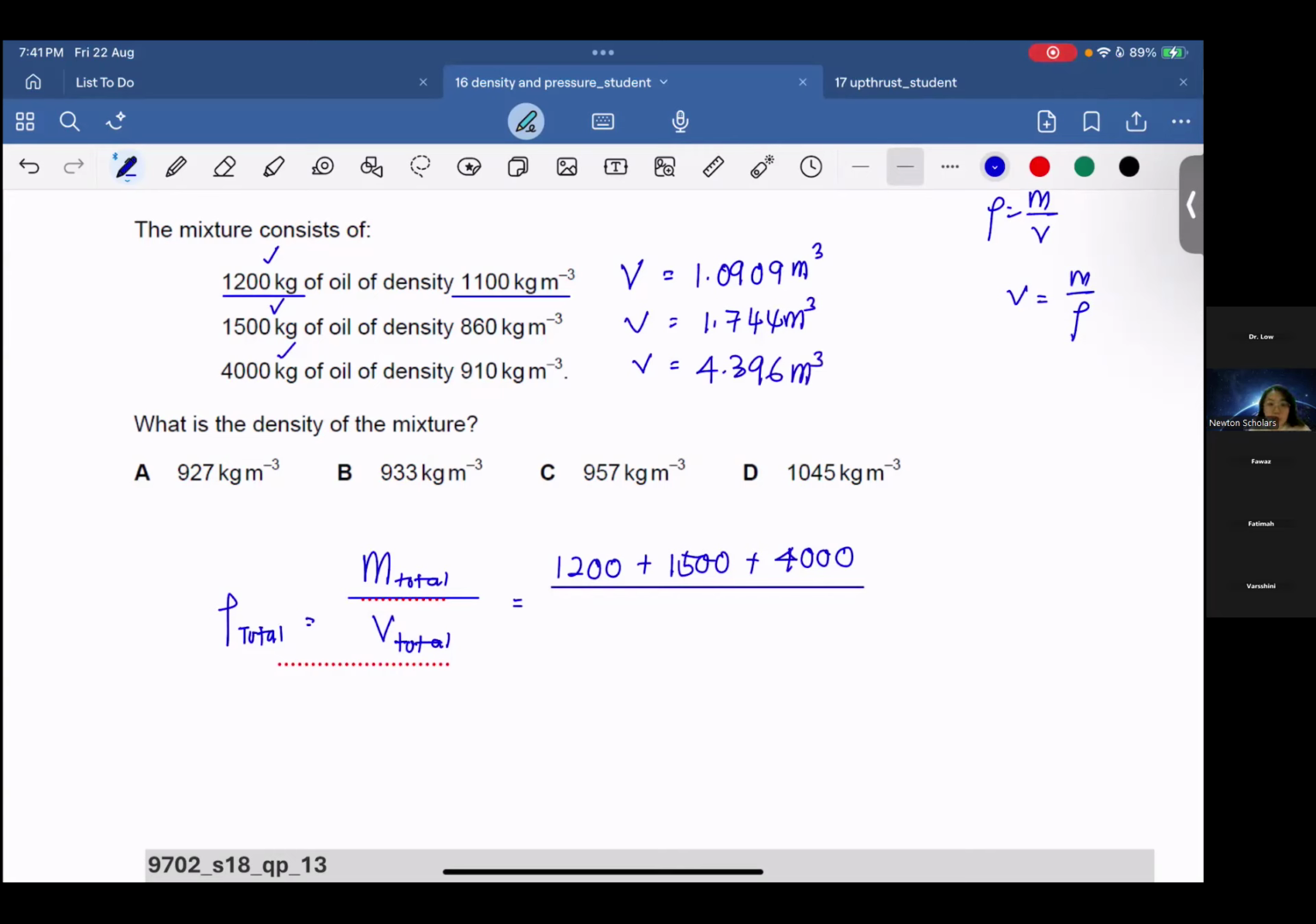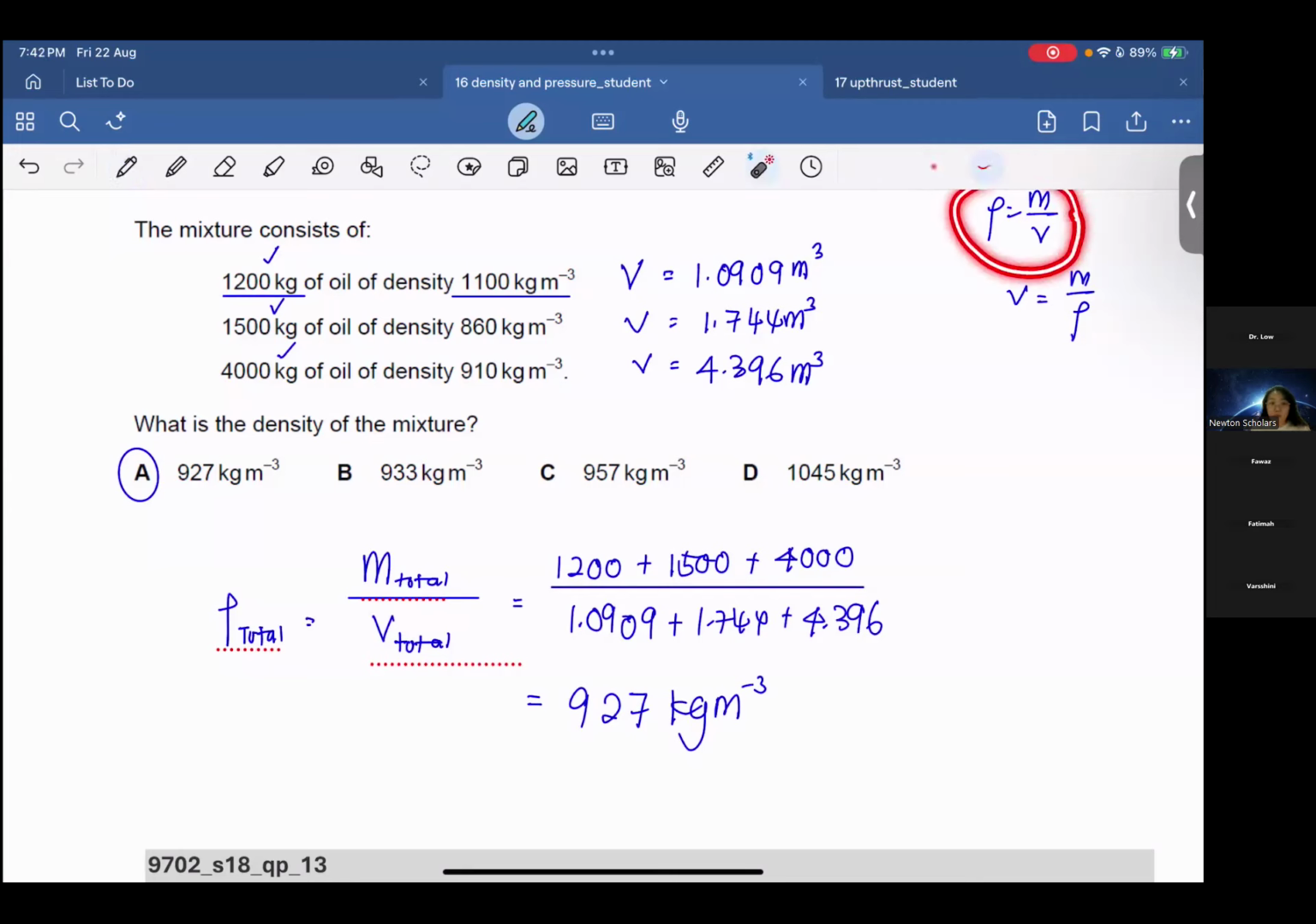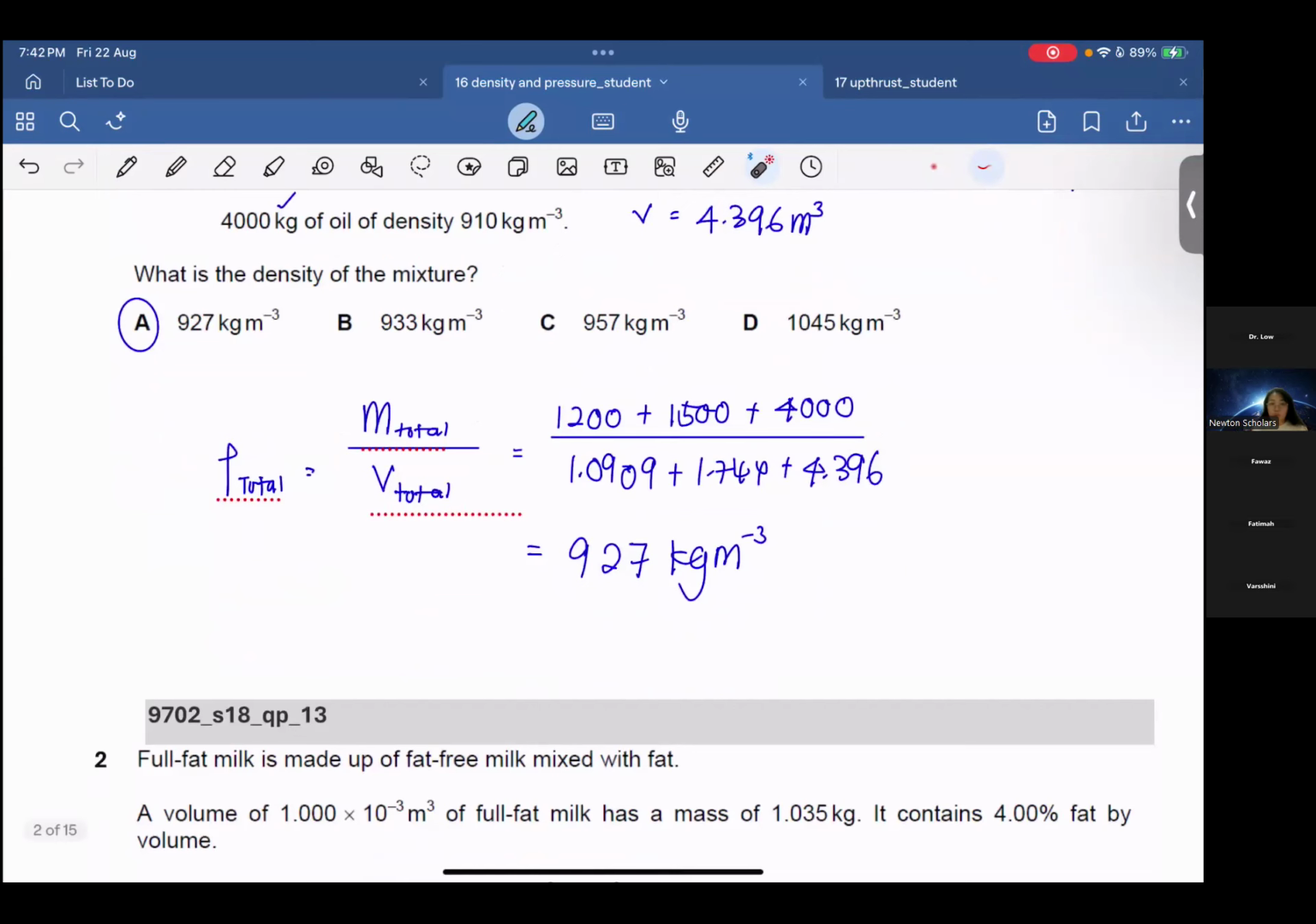So check if you made a mistake, maybe you pressed your calculator wrongly. This is 1.0909 plus 1.744 plus 4.396. Your answer should be 927 kg per meter cube, so the answer will be A. Here, it's okay if the information given is not complete. We use the formula to find out the missing unknown variable, so we do total mass divided by total volume.